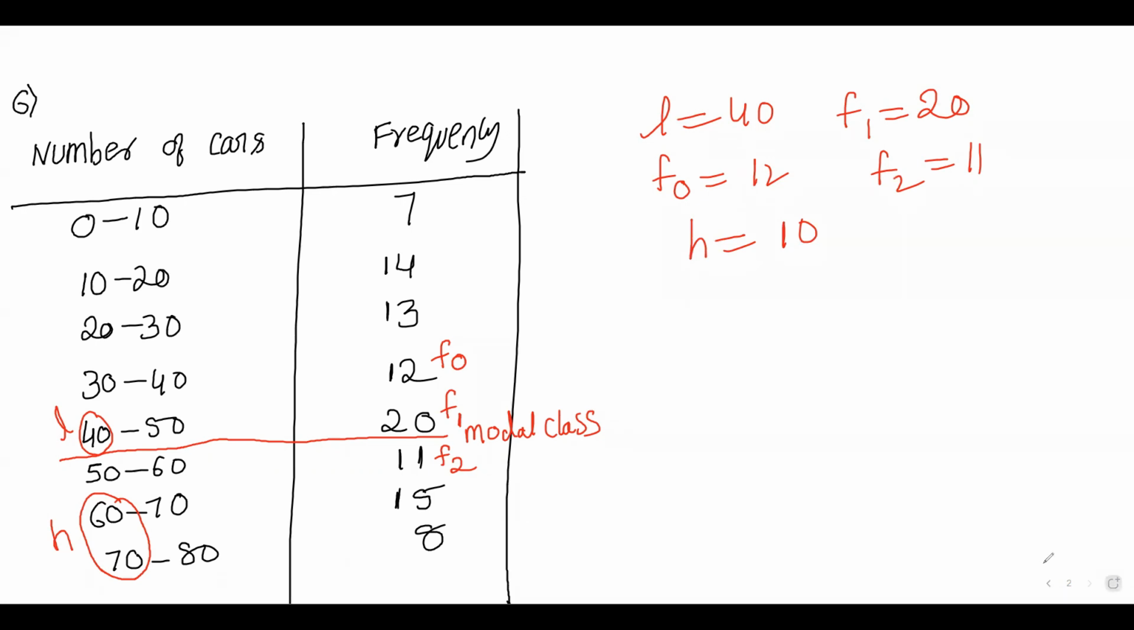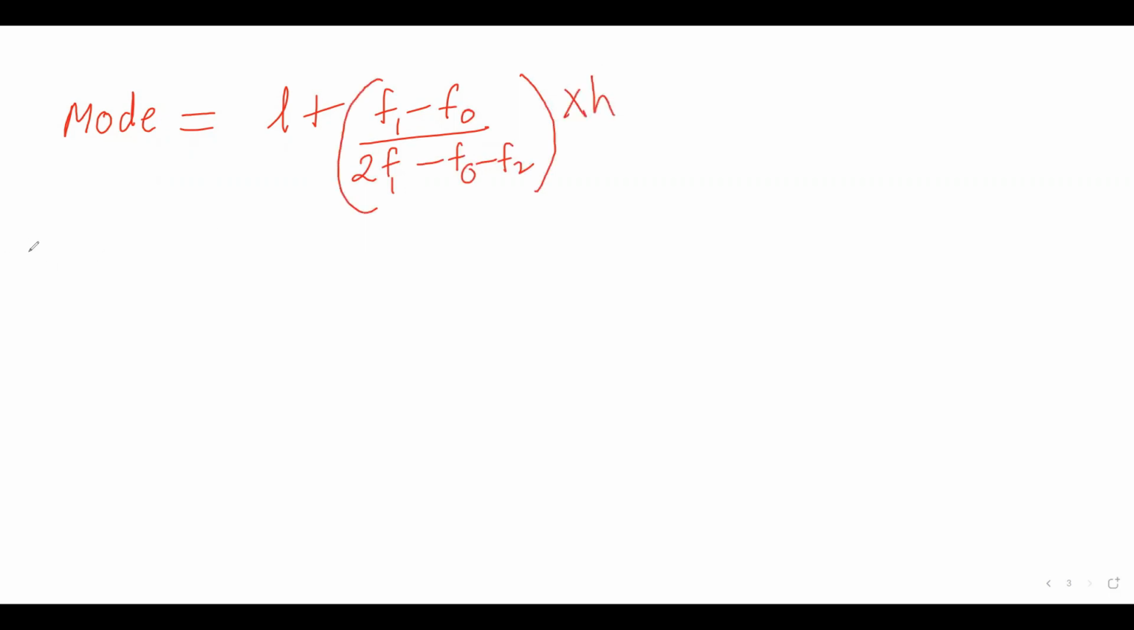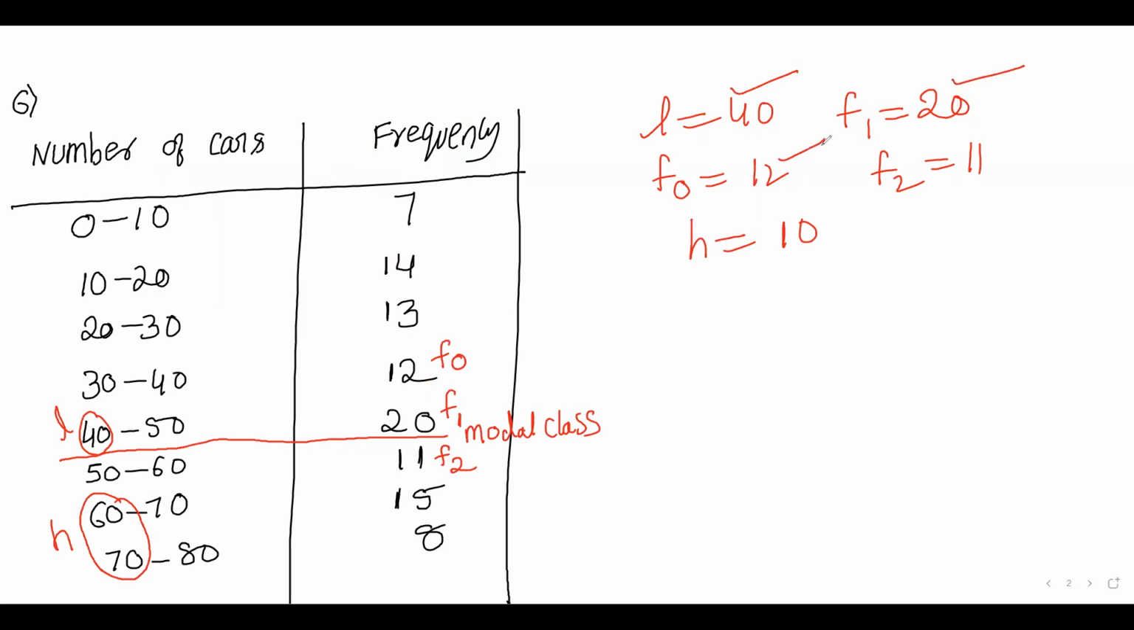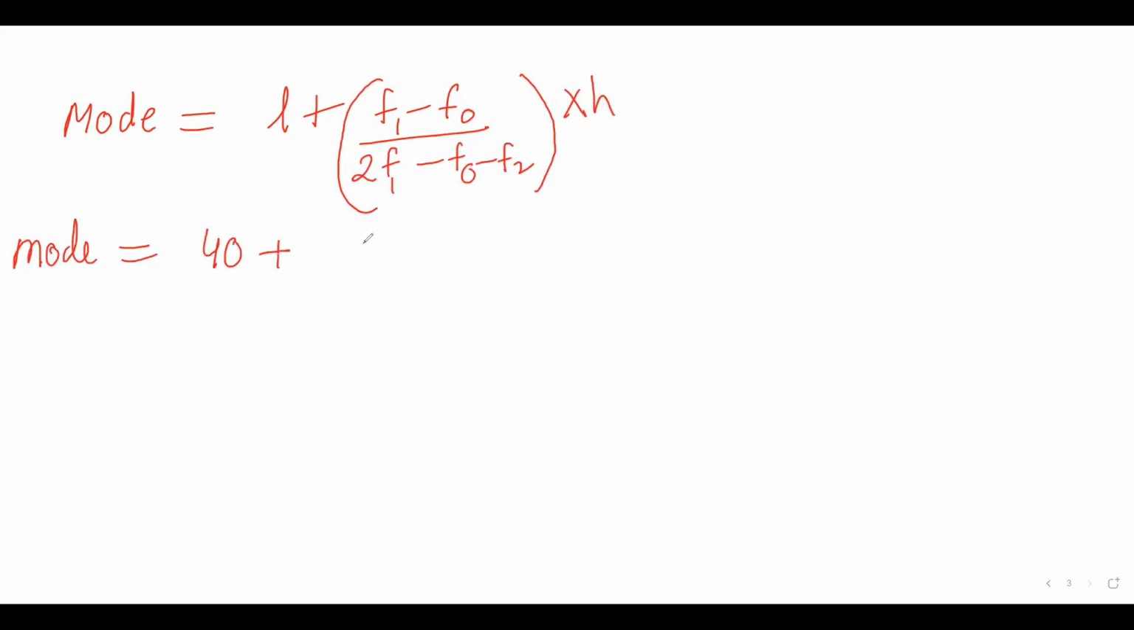Now let's apply the formula on the next page. Mode is equal to L plus (F1 minus F0) by (2F1 minus F0 minus F2) into H. Let us substitute the values. L is 40, F1 is 20, F0 is 12, F2 is 11, and height is 10.